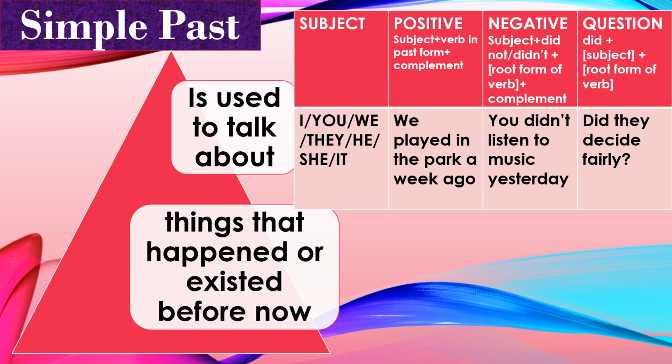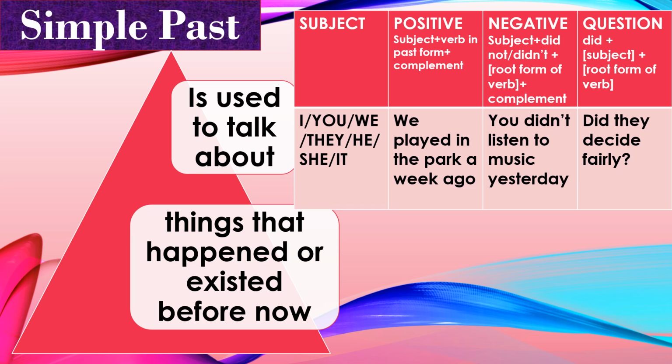How to form the simple past? For the positive form, we must use subject plus verb in past form plus complement. For example, we played in the park a week ago. For the negative form, we must use subject plus did not or didn't plus root form of the verb plus complement. For example, you didn't listen to music yesterday.